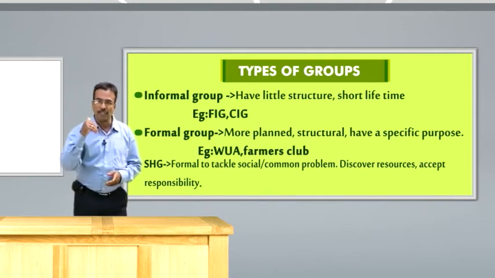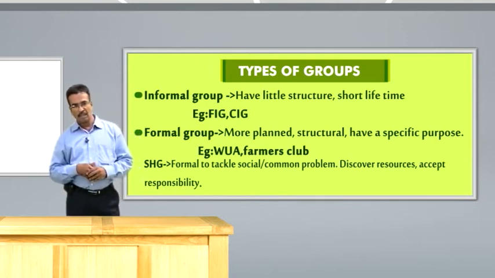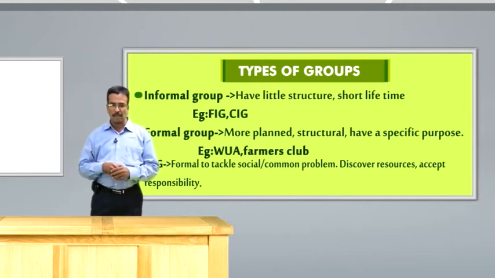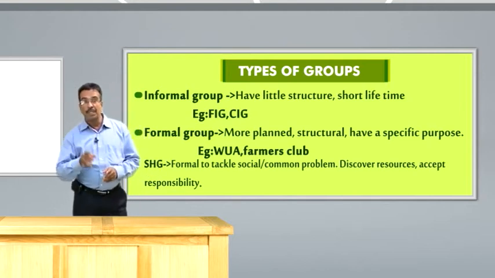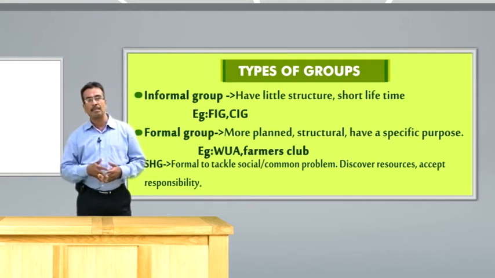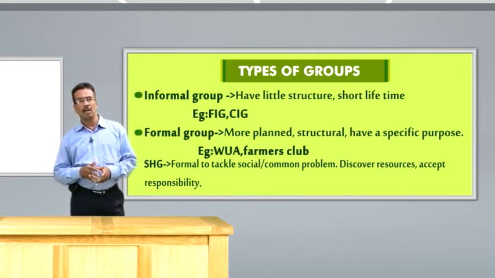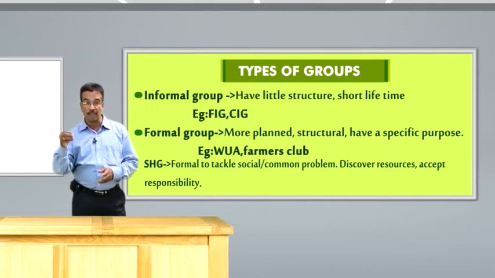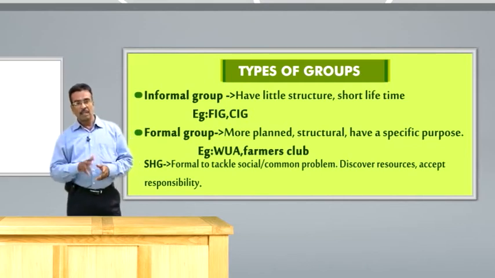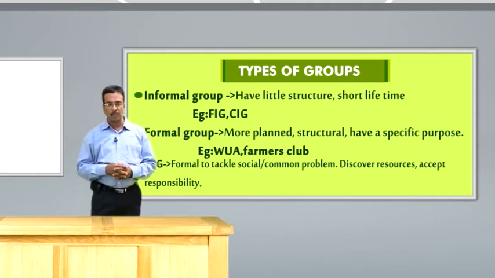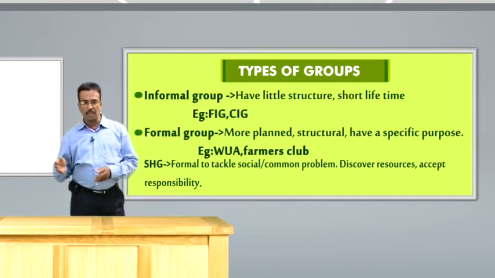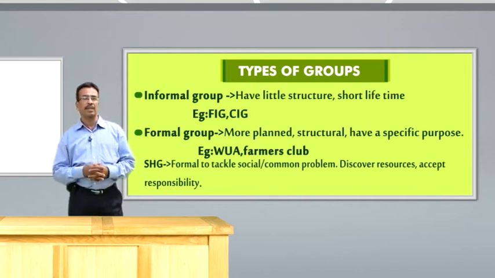Then the formal group. When we say informal group, this is a formal group: more planned, with structure and a specific purpose. Water Users Association is a very typical example of a formal group, a highly structured one. And the Farmers Club, the Lautenbach Farmers Club, is registered with NABARD assistance. Then the self-help group, where farmers tackle a common social problem, discover the resources and accept the responsibility. So these are the different types of classification.